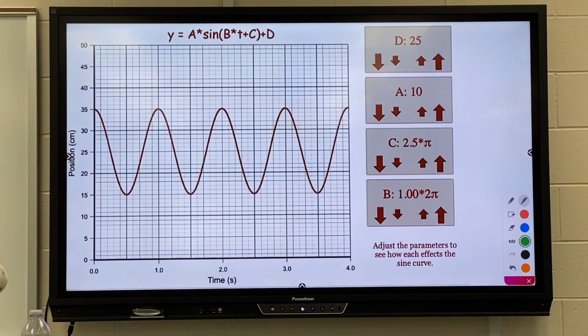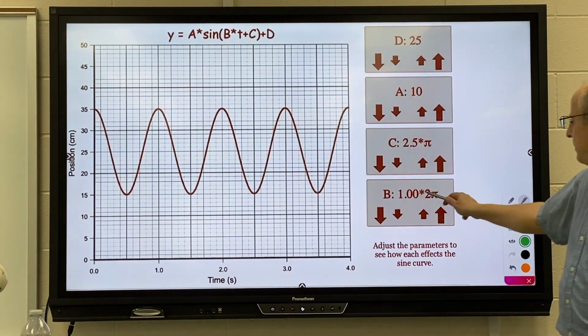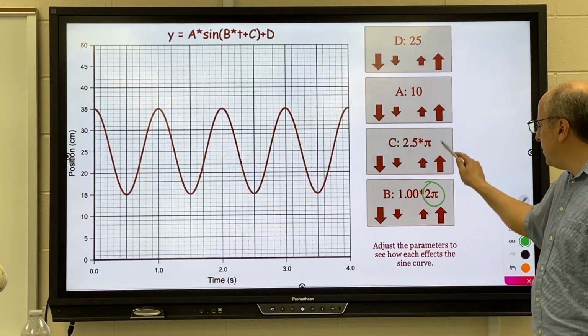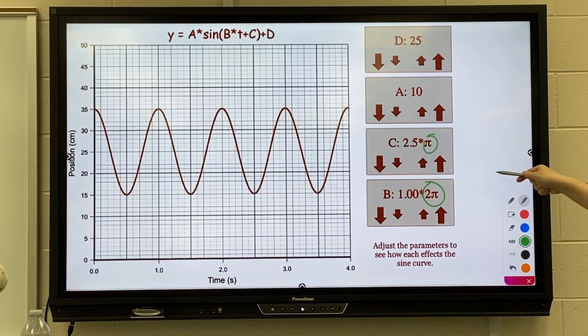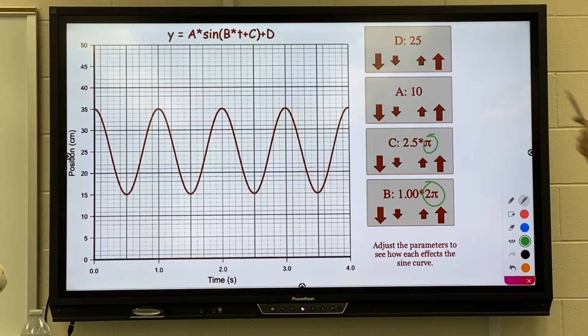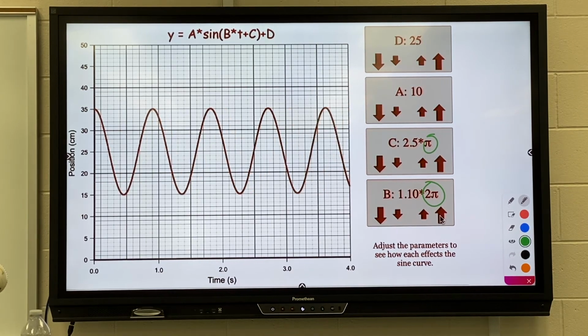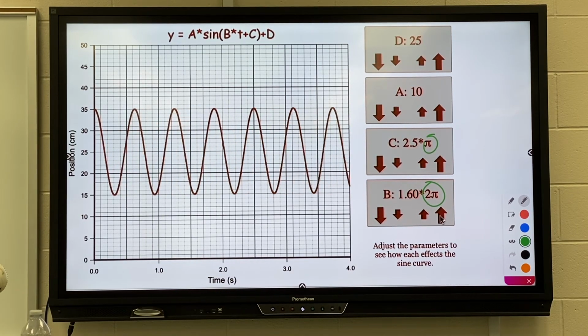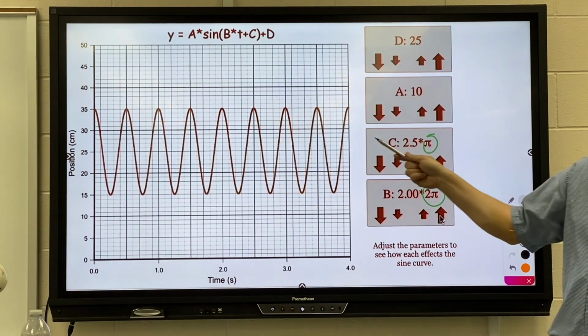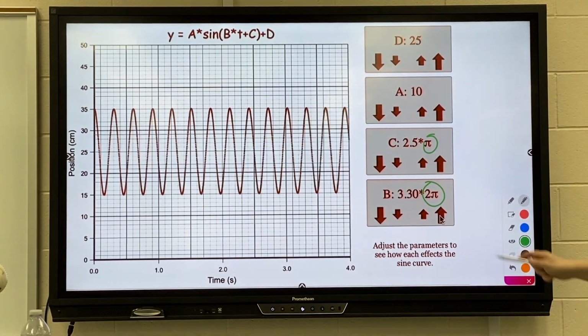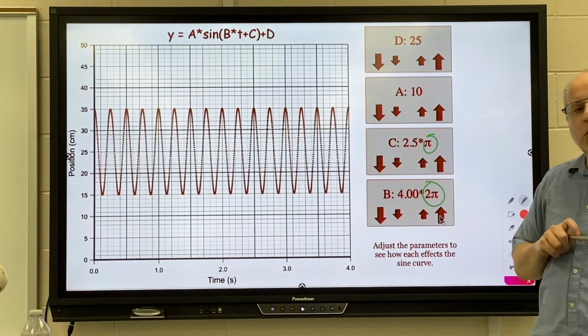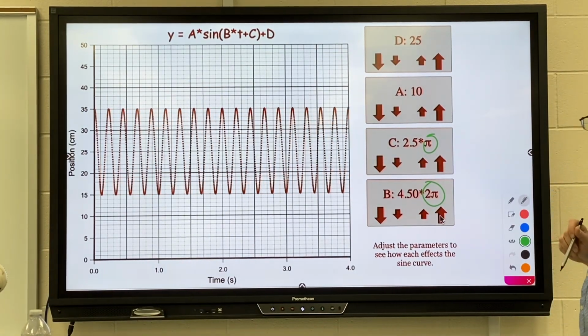Finally, our B values. The way our B values work is they are going to be multiplied by 2 pi instead of just pi. And if you watch, when the B value is 1, it looks like that. As we increase the B value, you'll notice that the period becomes smaller and the frequency becomes larger. A higher B value means more sine curves per second.